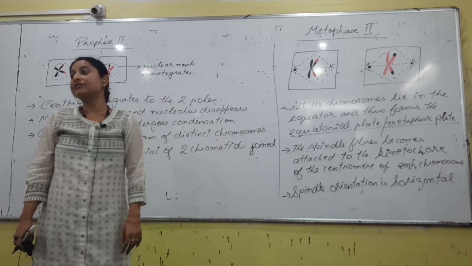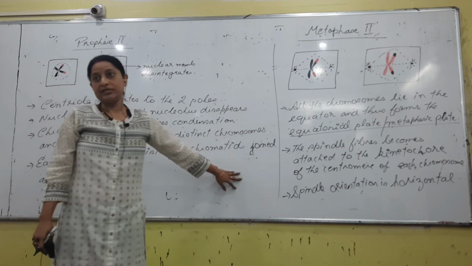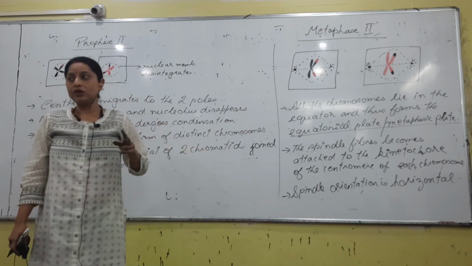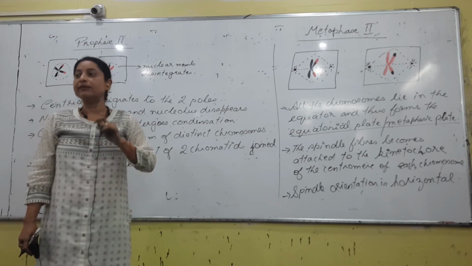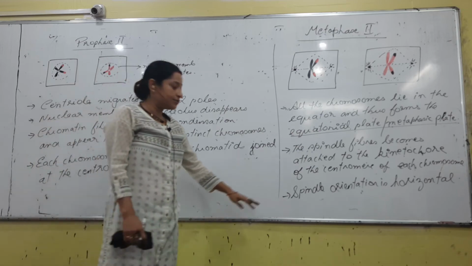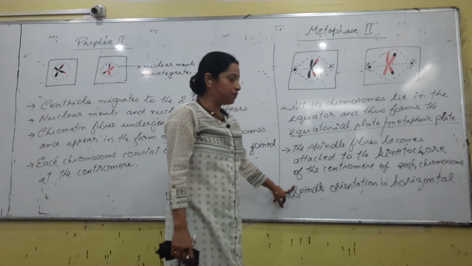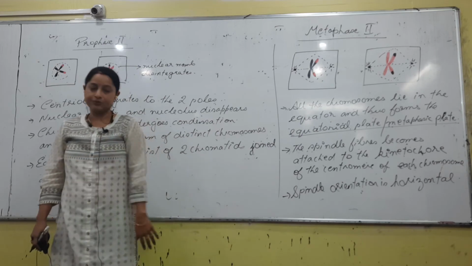Spindle orientation is horizontal, right? Why have we written this line? Because in meiosis we have two metaphases, metaphase 1 and metaphase 2. In the metaphase 1 diagram, how was the spindle formed, vertically or horizontally? So in case of spindle fiber formation or orientation, here it forms vertically, here it forms horizontally.